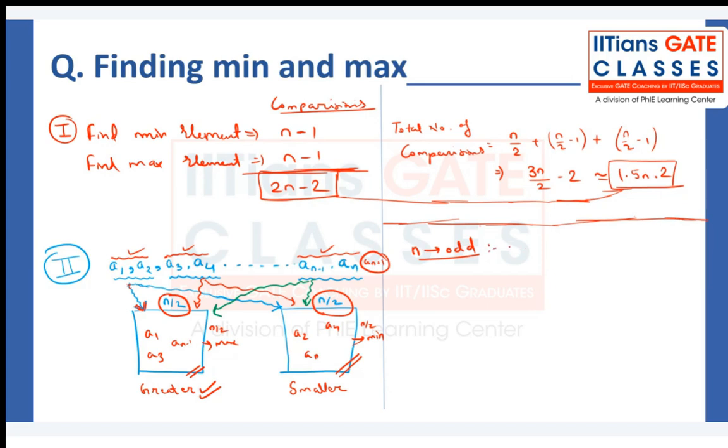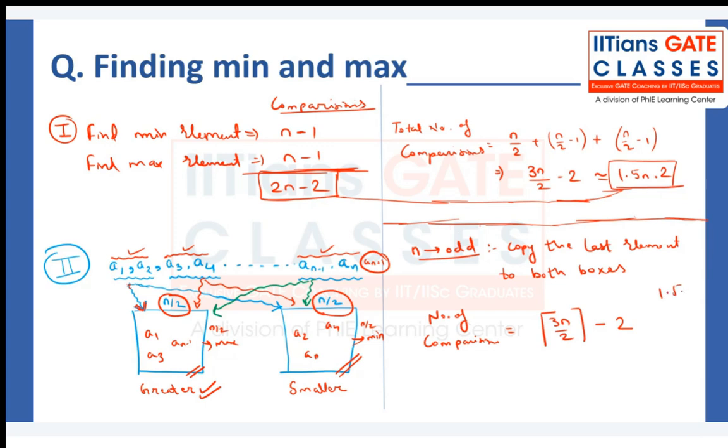In this case, we just copy the last element to both boxes, because we don't have any other element. All our elements are exhausted. So we'll copy it to both the boxes. If n is odd, the number of comparisons in that case would be ceil of 3n by 2 minus 2. The ceiling function basically means you round it off to the higher integer.